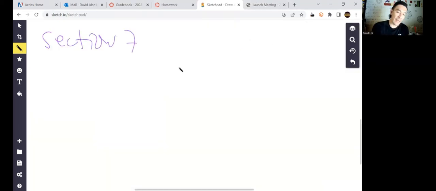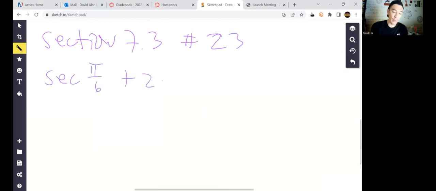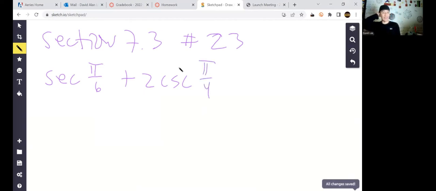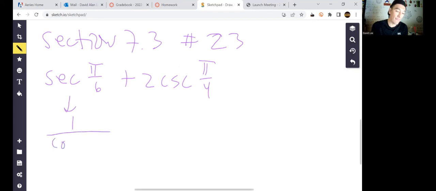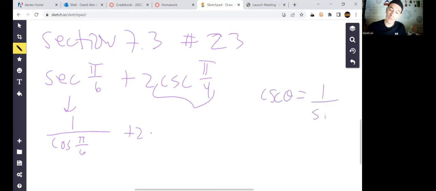So section 7.3, number 23. The goal is to evaluate the secant of pi/6 plus 2 cosecant of pi/4. One way of doing this is to recall that secant is the reciprocal of cosine. So this term could be rewritten as 1 over the cosine of pi/6 plus 2 times, and for cosecant, recall that cosecant of theta is 1 over sine.